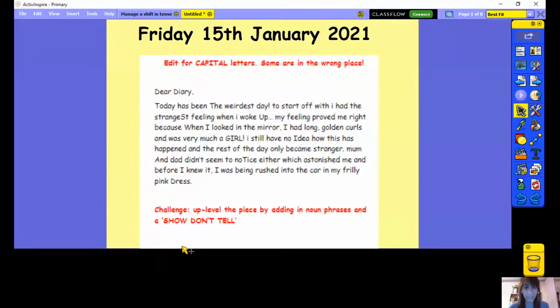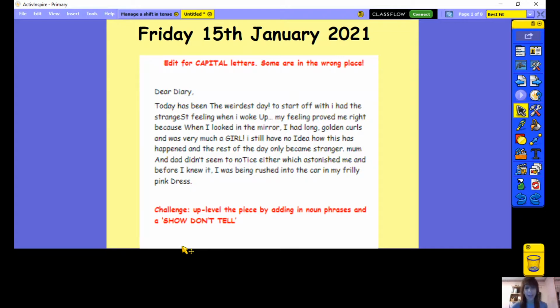So your do now today is you have got a diary entry that looks like so. You have to edit it for your capital letters. Now, some of them are in the wrong place and some of them are missing completely. So what I would like you to do is go through that text and write down any words which you think shouldn't have a capital letter or any words that should have a capital letter.